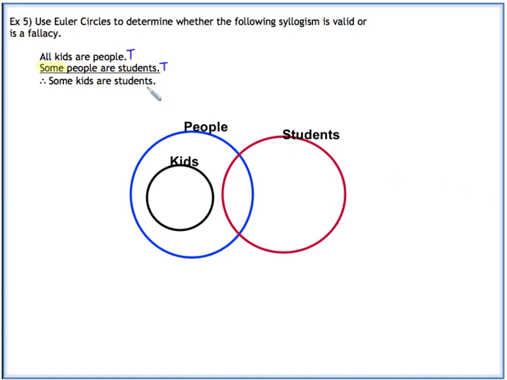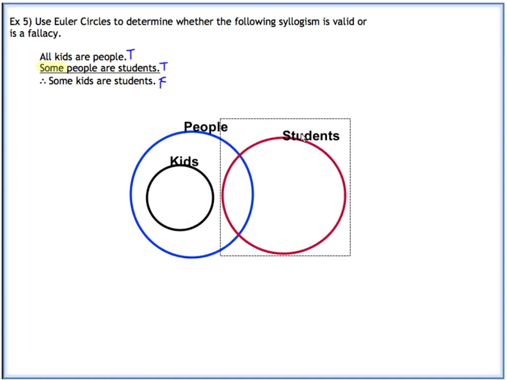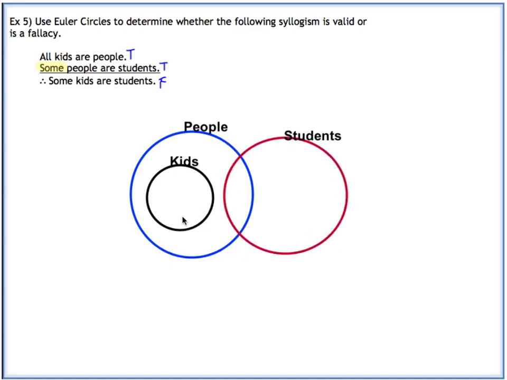But remember, what we're trying to do is make the conclusion false. So where can we put this so that all kids are people and some people are students, but some kids are not students? Well, if we do here, that means some kids are students. But if we go here, that means that that is not true. So this drawing right here shows us that this is a fallacy. The argument is a fallacy. All right, let's move on.